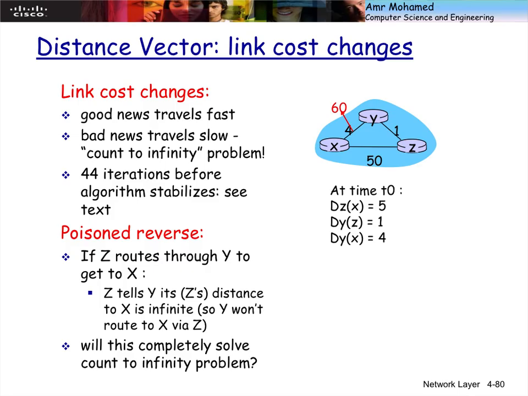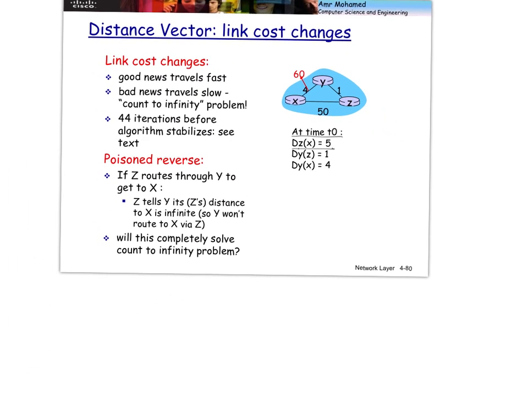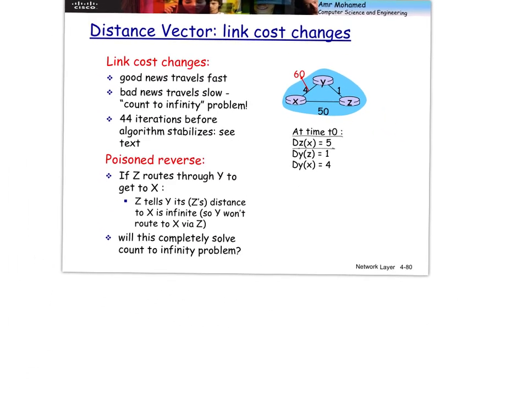Okay, again, Y will receive these distances at time 0. We'll receive the distance from Z, which is 5, although now the cost from Y to X is 60. And we'll receive from X, which is 60 also. Okay, so this is what we have at this point. So let's try to apply the same thing.